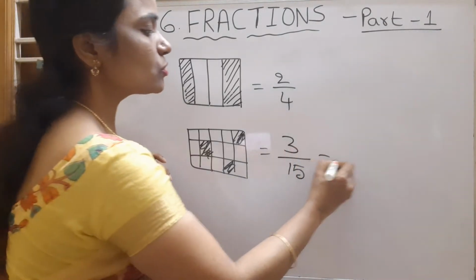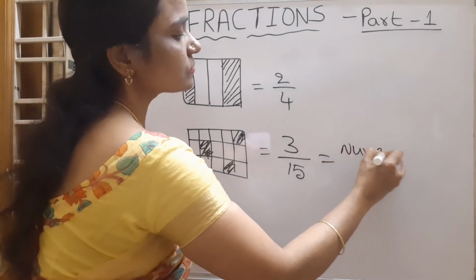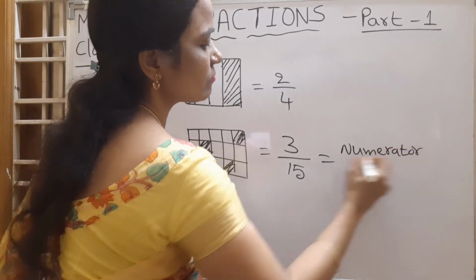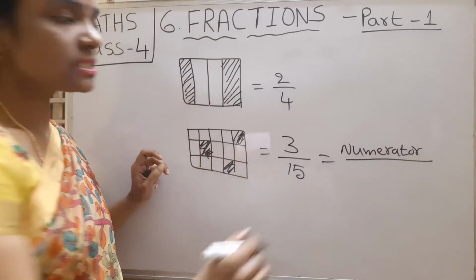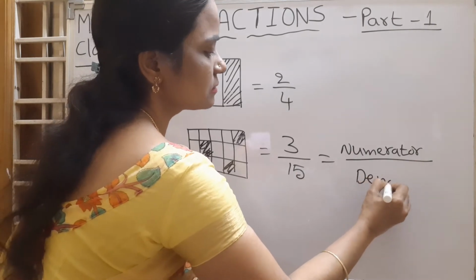So here what is the numerator? 3 is the numerator. And what is the denominator? 15 is the denominator.